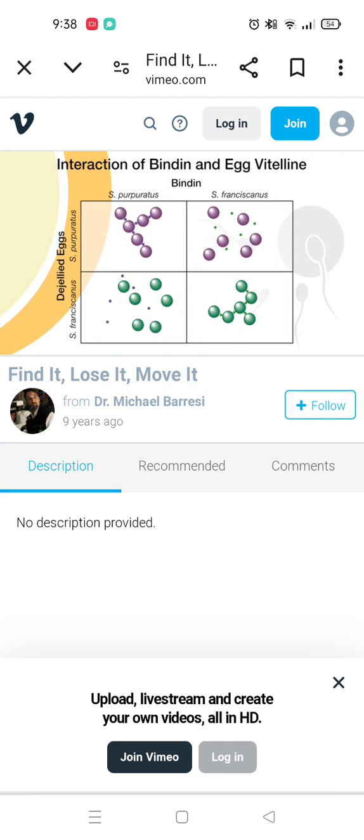Now move it. What they did here was they put bindin particles, no sperm, just bindin particles, into solution, and they put eggs with the bindin particles. And the bindin particles were either of the Purpuratus species or the Franciscanus species. The bindin from Purpuratus sperm agglutinated the eggs of Strongylocentrotus purpuratus. So the correct bindin matched the correct eggs. The Franciscanus bindin agglutinated the eggs of Franciscanus, but did not agglutinate the eggs of Purpuratus. So the bindin particles, without even being on sperm, were capable of producing the function.